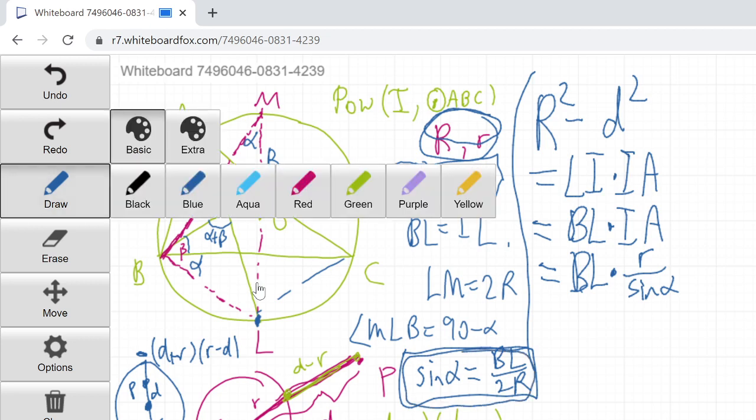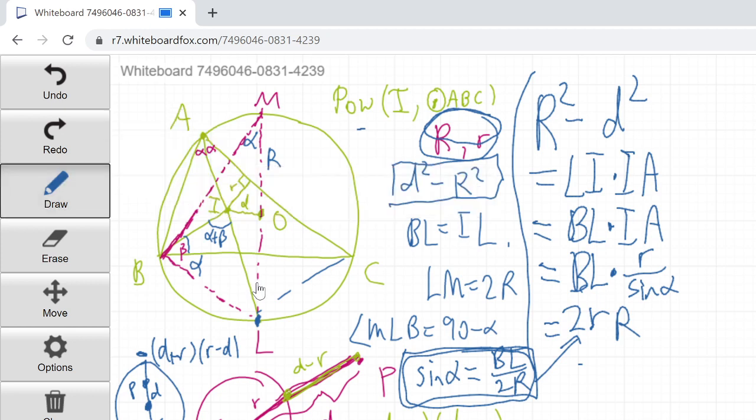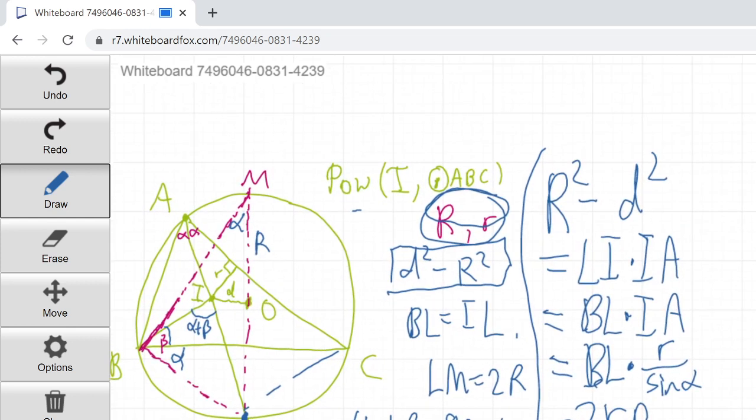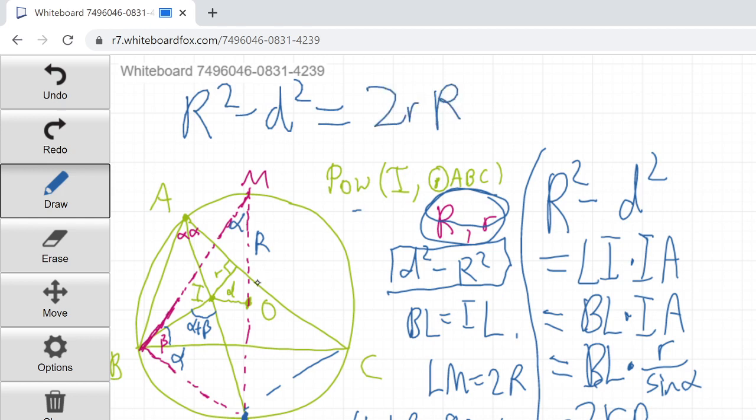So then this equals R times 2R, right? Okay. So isn't the answer negative 2Rr? Yeah, so the answer is negative 2Rr. So the power is negative 2Rr. And I guess the equation we can write is R squared minus d squared equals 2Rr, or we can write d squared equals R squared minus 2Rr.